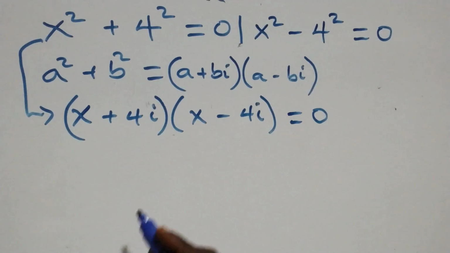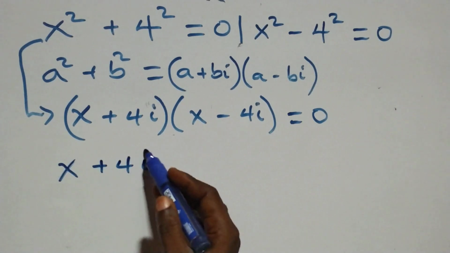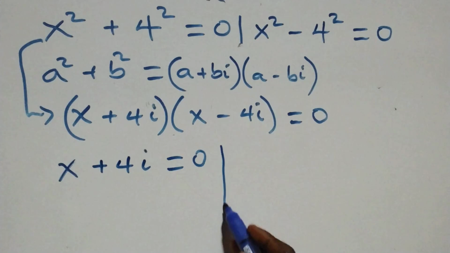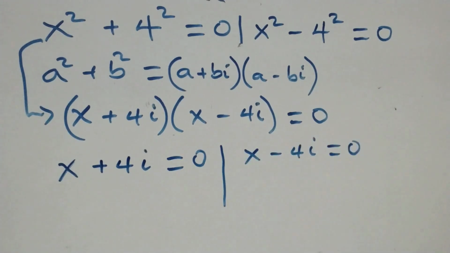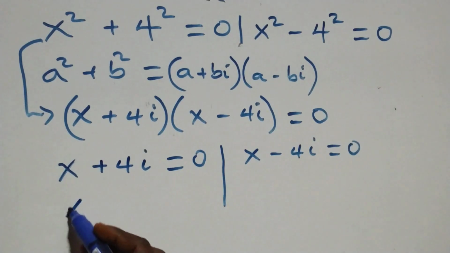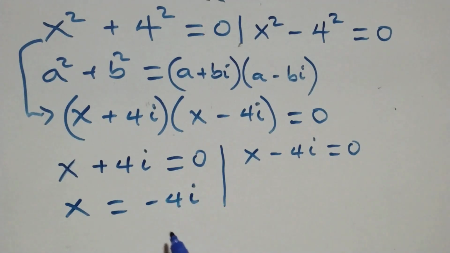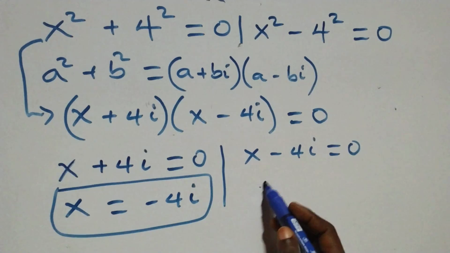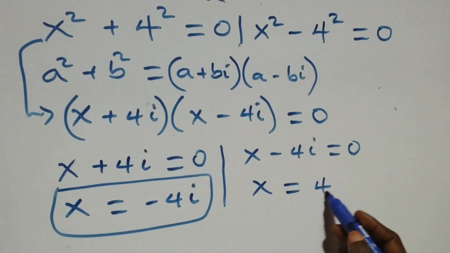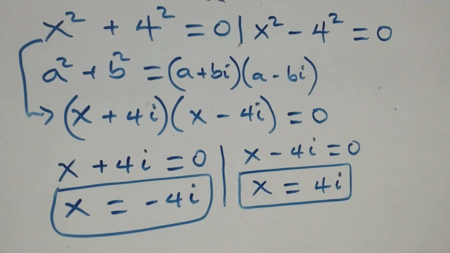Also here we have two possible cases. The first one, x plus 4i equals to 0, or we have x minus 4i equals to 0 here. That is, here we have x equals to minus 4i, which is a complex solution here. And also here we have x equals to 4i, which is also a complex solution here, which implies we have two complex solutions from here.